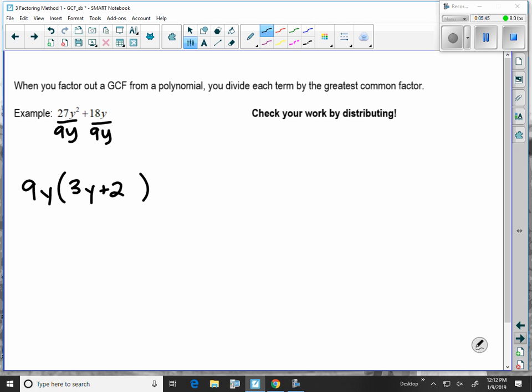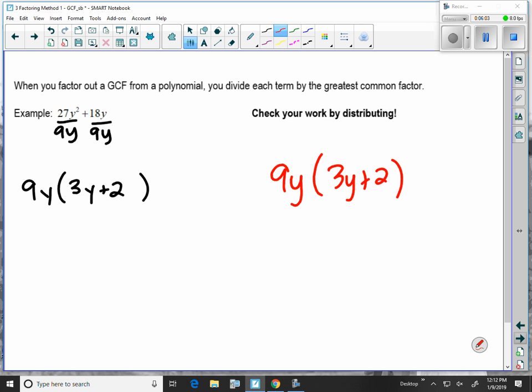So anyway, what we just did is we did the opposite of distribution. Typically, we take something that's on the outside, like the 9y, and we distribute it inside. Now we took it out. To check our work, we can actually do distribution.